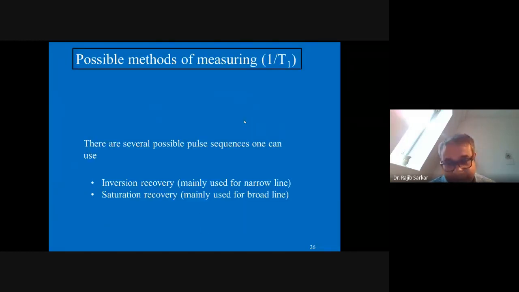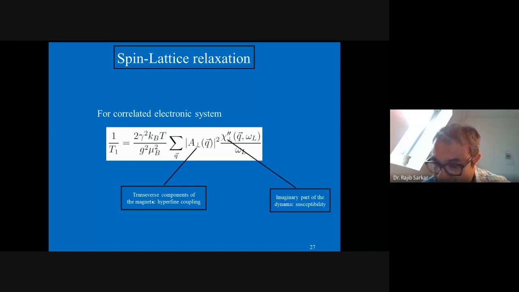Okay, so there are several ways you can measure. Inversion recovery, saturation recovery, I will not go into the detail, but at least I would like to mention that inversion recovery is mainly used for narrow lines, and saturation recovery is mainly used for broad lines. Anyway, in general, this is one of the equations we use for the spin lattice relaxation rate for the correlated electron system.